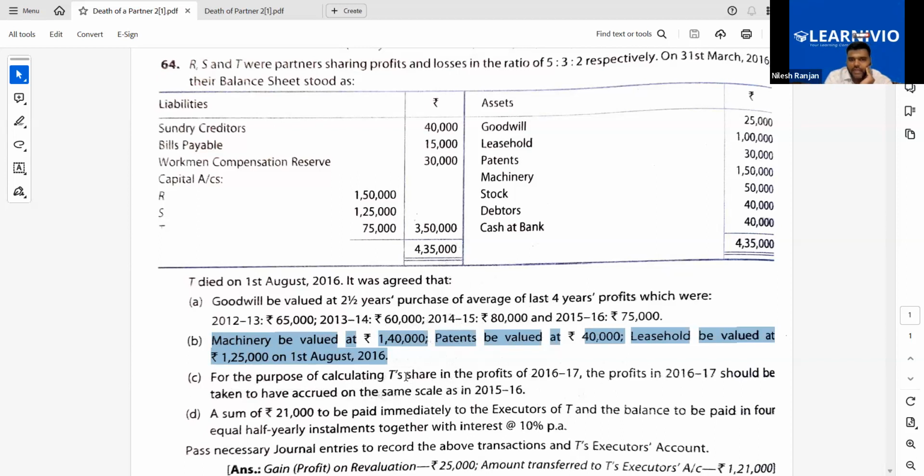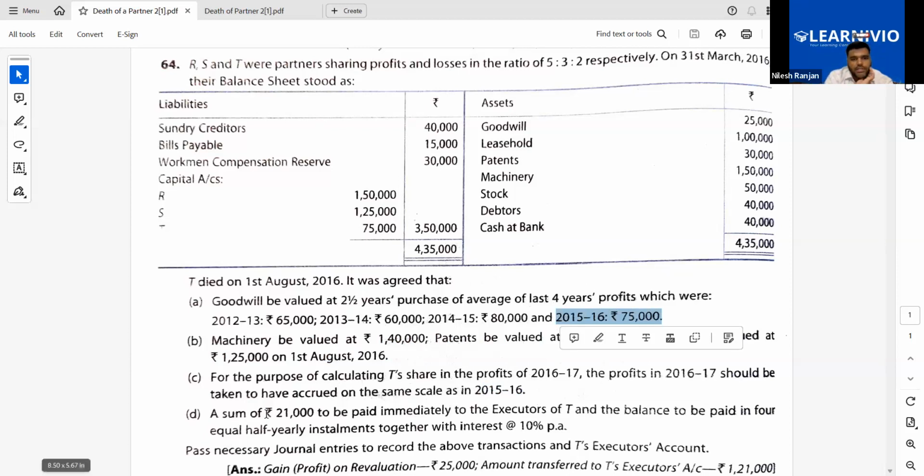For the purpose of calculating T's share in profit of 2016-17, the profit in 2016-17 should be taken to have accrued on the same scale as in 2015-16. So first of all, you have to see what is the profit of 2015-16. It is 75,000. So on the basis of this 75,000, you have to calculate current year profit.